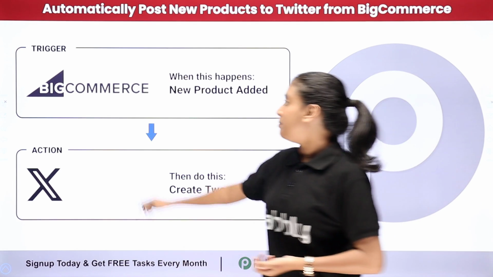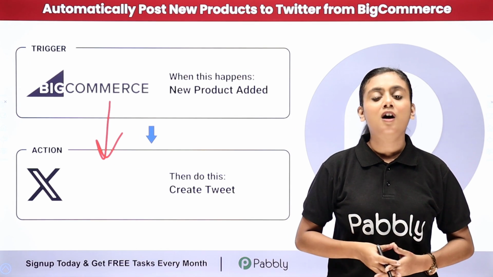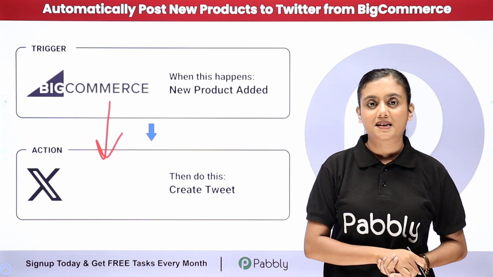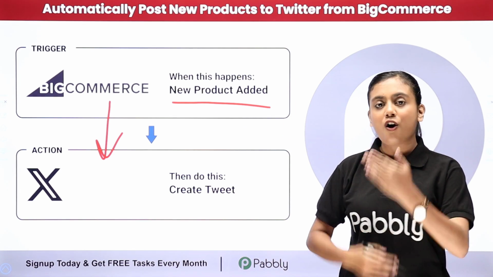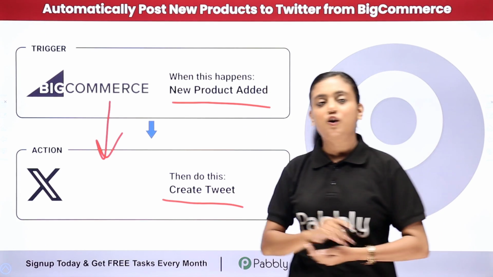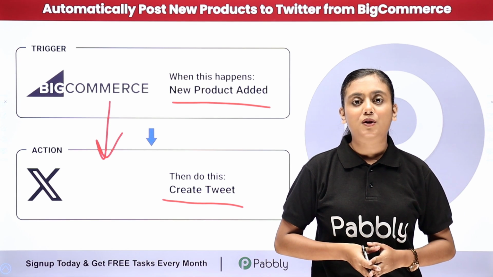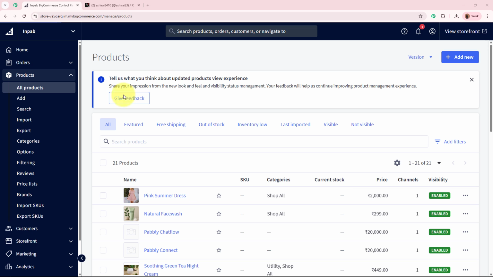So to solve the problem, I built a connection between BigCommerce and X, that is formerly Twitter, using Pabbly Connect, that too without the need of any coding and programming skills. Now whenever I add a new product in my BigCommerce store, automatically a tweet is going to be shared of that product on my Twitter account. So now if you want to learn this entire process step by step, I'm going to take you towards my screen. Welcome to my screen.